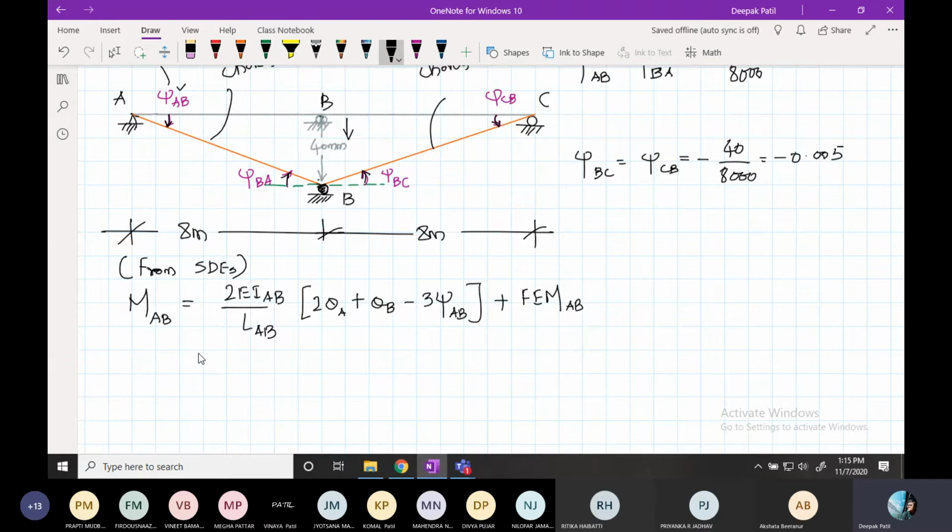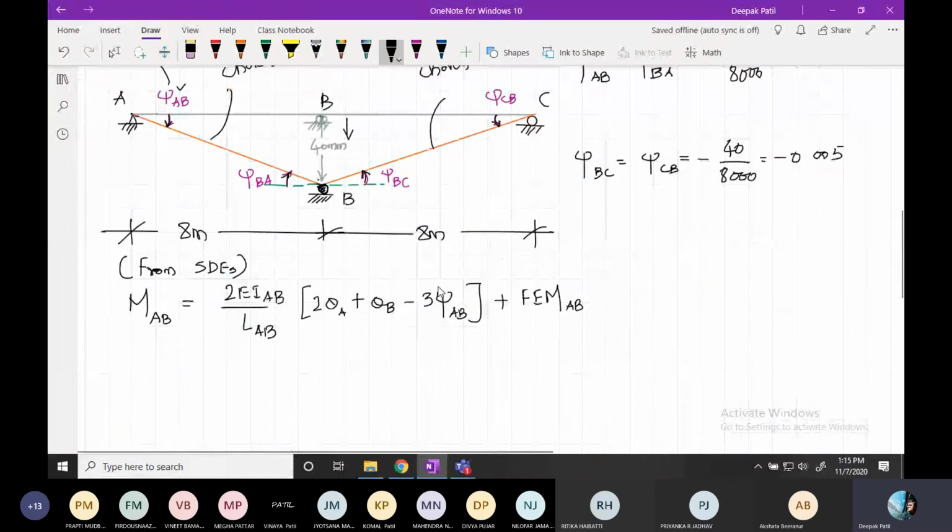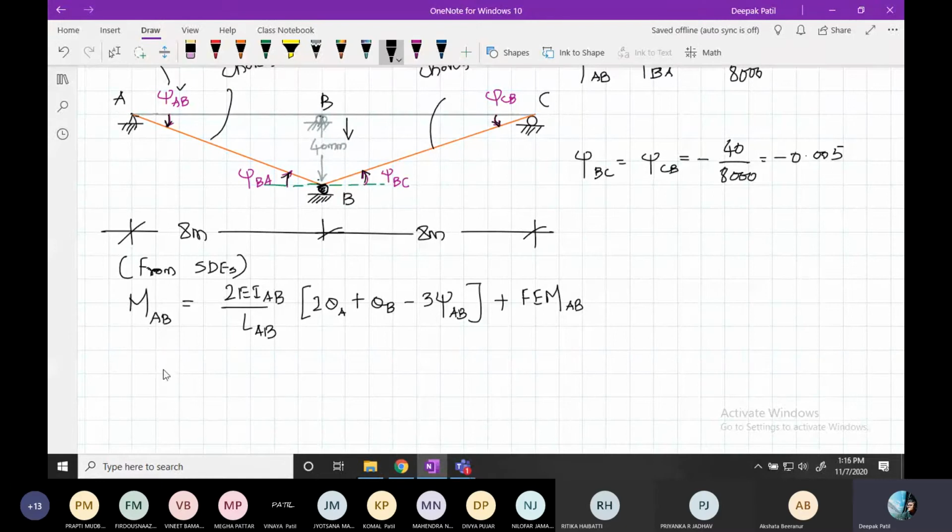Now, for each and every span, I will apply this slope deflection equation. First let me take span AB and I will write the slope deflection equation MAB here. So this is the general form of the slope deflection equation. Let me substitute each and every value one by one here. MAB is equal to 2E IAB divided by the span AB, which is 8 meters.